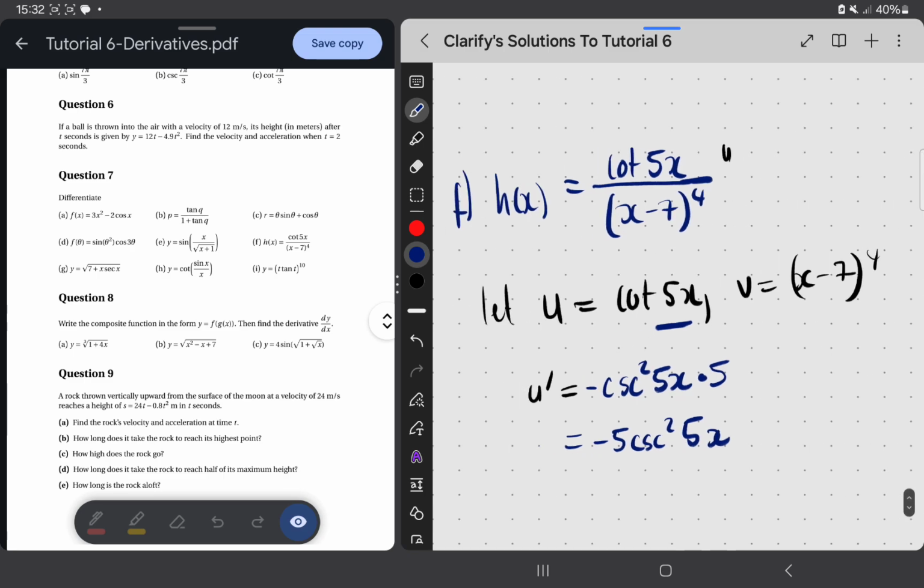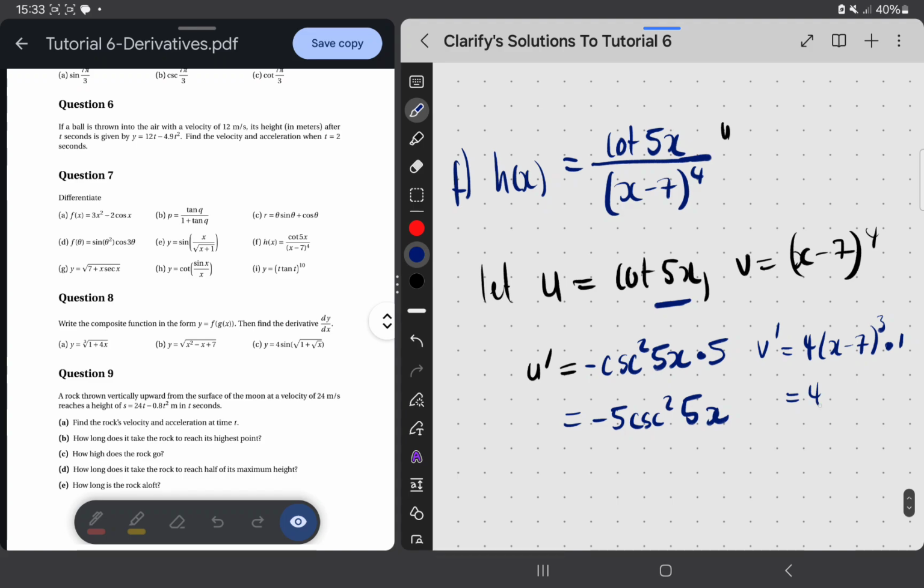Now, how do I do v prime? The outside again times the derivative of the inside. What is the outside? Drop the power 4, and x minus 7 is now to the power of 3. The inside doesn't change. It stays as x minus 7. You're just dealing with the outside. So v prime would be 4 times x minus 7 to the power of 3, like you do the power rule. Then you multiply by the derivative of the inside. Derivative of x is 1, derivative of 7 is nothing. So this just becomes 4 times x minus 7 all cubed.